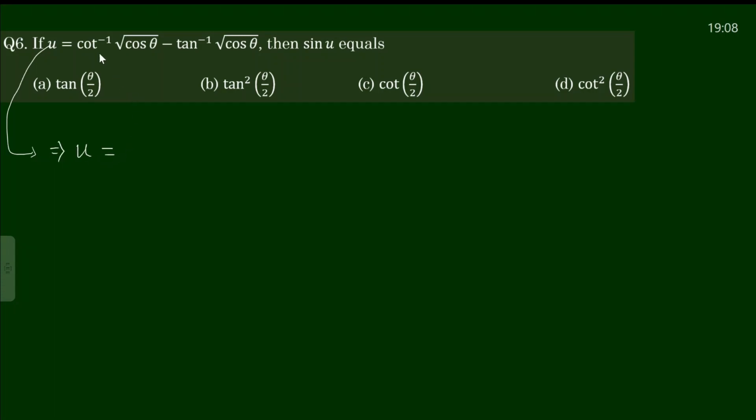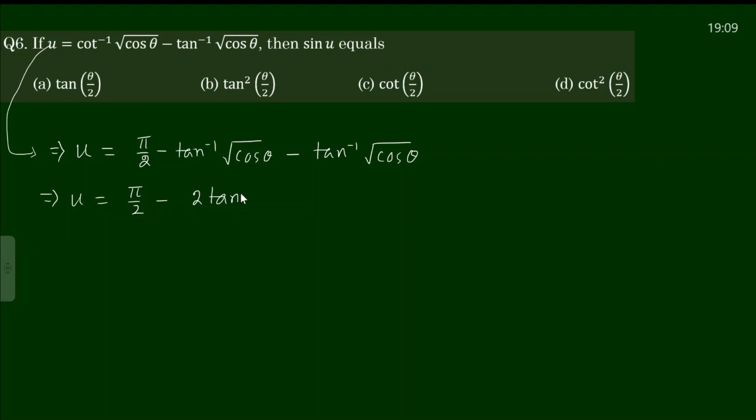We can write this cot inverse as pi by 2 minus tan inverse of root over cos theta. Simple. Then minus tan inverse of root over cos theta is already there. So finally we get u is equal to pi by 2 minus 2 times tan inverse of root over cos theta. I think you understood this.